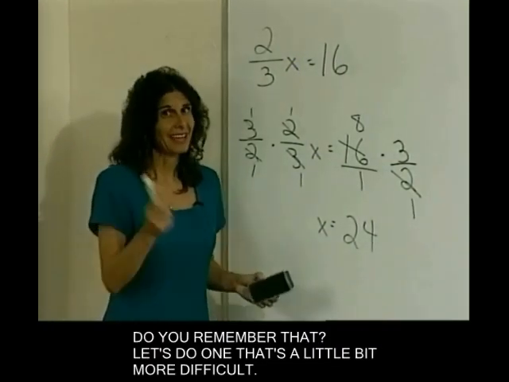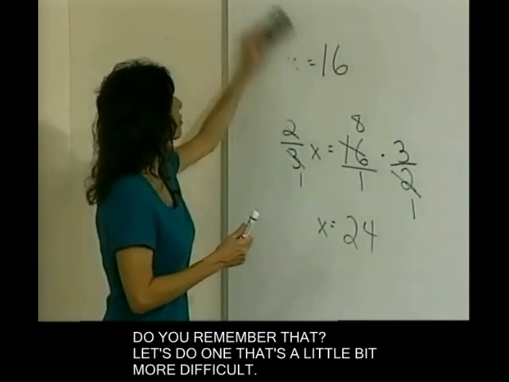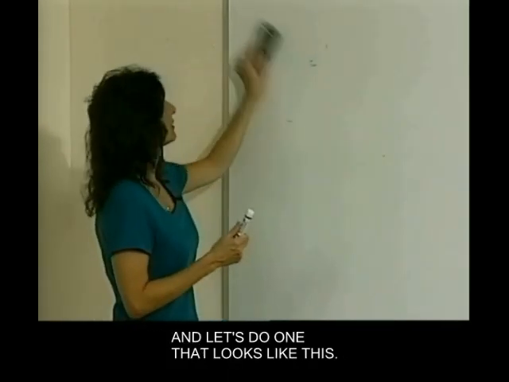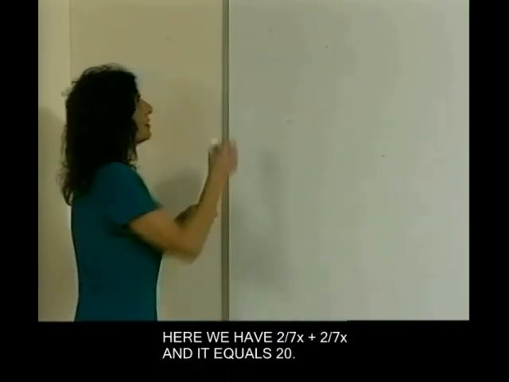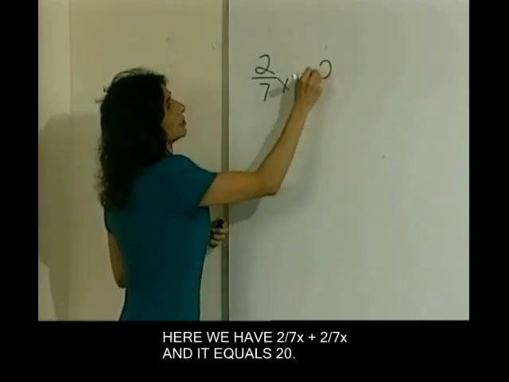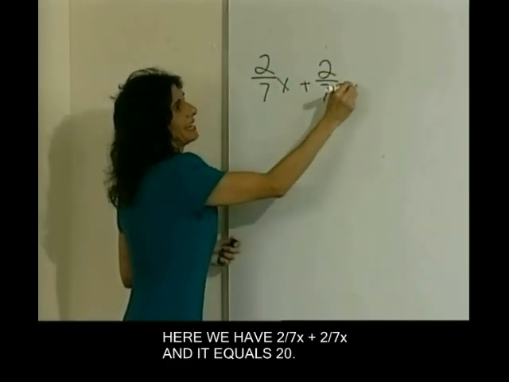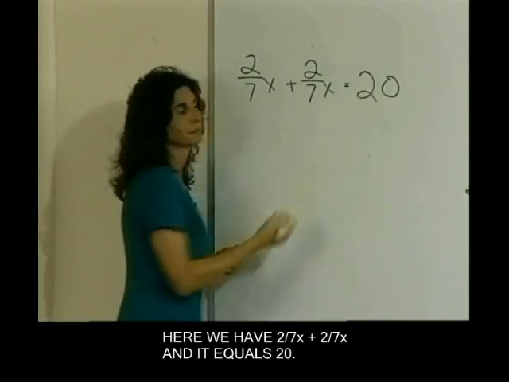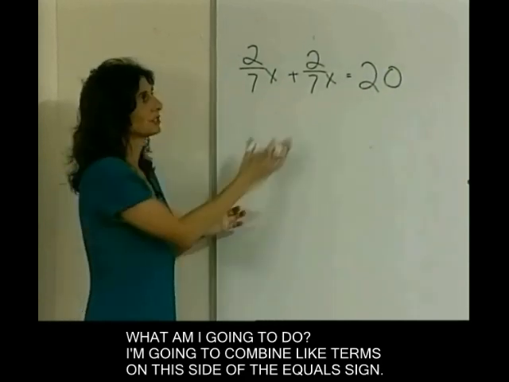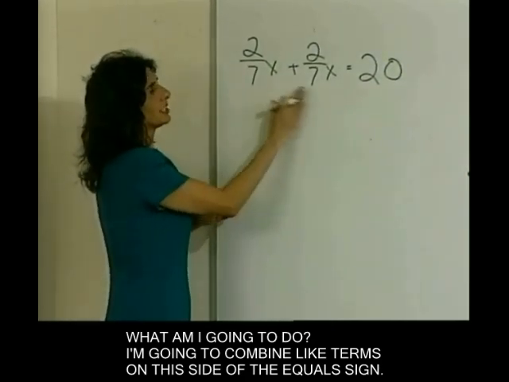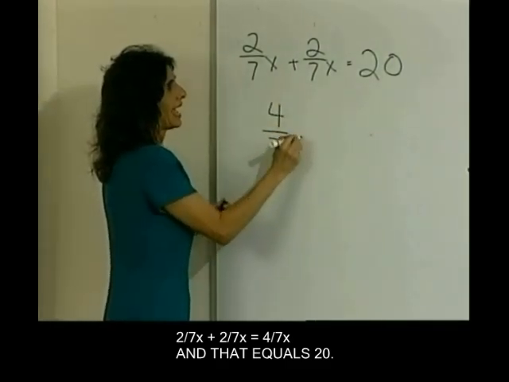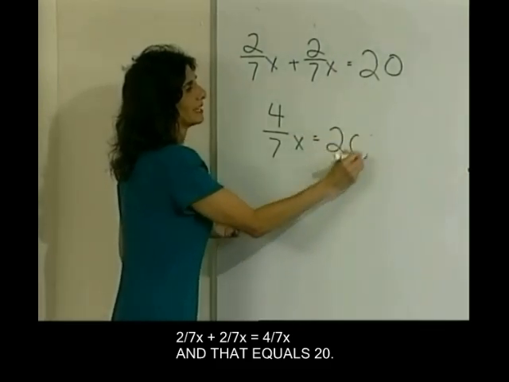Do you remember that? Let's do one that's a little bit more difficult. Let's erase the board, and let's do one that looks like this. Here we have 2/7 x plus 2/7 x, and it equals 20. What am I going to do? I'm going to combine like terms on this side of the equal sign. 2/7 x plus 2/7 x is 4/7 x, and that equals 20.